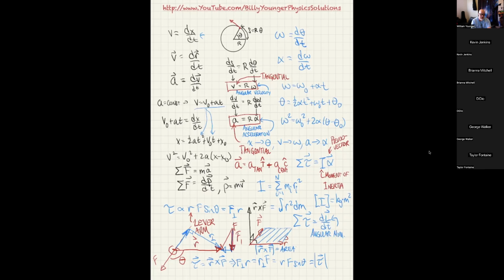And now I can continue with my equations. So we already had, for instance, omega equals omega 0 plus alpha t, and theta equals 1/2 alpha t squared plus omega 0 times t plus theta 0.